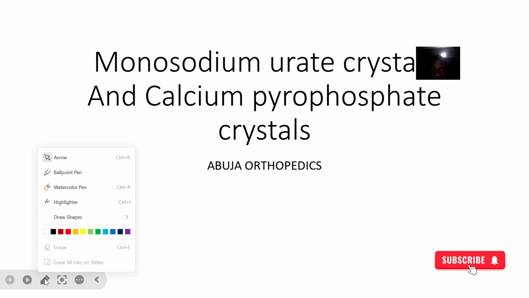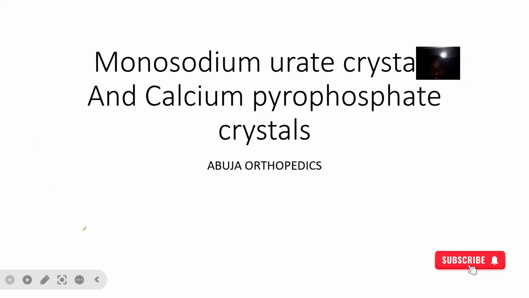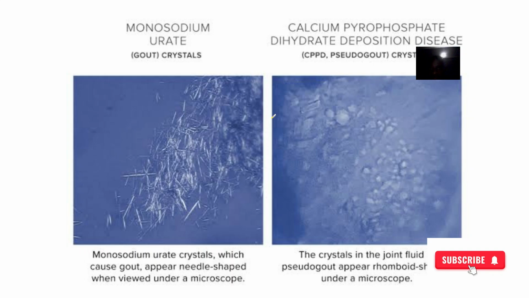So those two crystals were what? The monosodium urate crystals and also the calcium pyrophosphate crystals. Now, let's quickly look at them, define them, and talk about what they are. You can see on imaging, this is monosodium urate, and it usually causes gout.